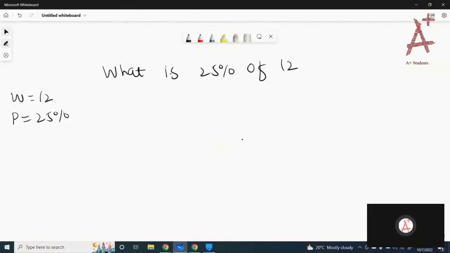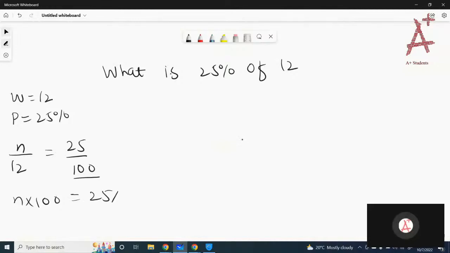So you have to form the ratio. It would be n divided by the whole. The whole is 12, and it would be 25 divided by 100. Got it? Just do cross multiplication. You have to do n times 100, multiplying this denominator with the numerator, and 25 times 12. So 25 times 12 is 300.